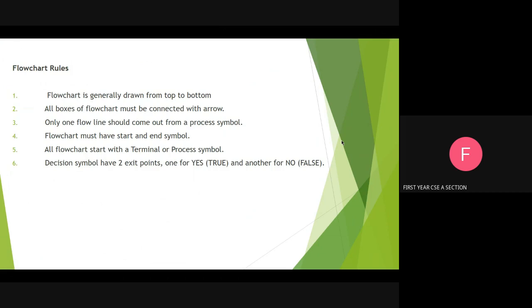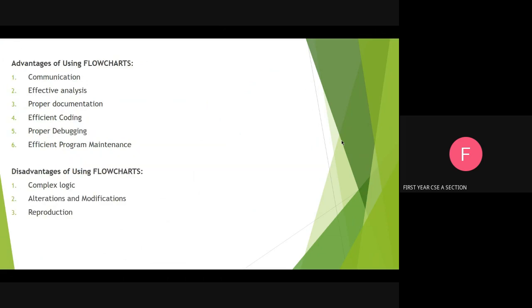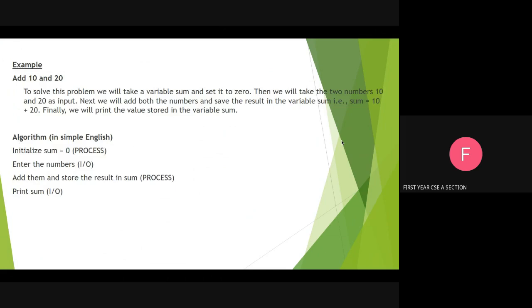Next, the decision symbol has two exit points. If the condition is true, it will run one particular set of statements. If the condition is false, it will run the other set of statements. Next, advantages of the flowchart. It is easy to communicate, effective analysis, proper documentation, efficient coding, proper debugging, efficient program maintenance. Next, disadvantages: complex logic, reproduction, alterations and modifications.